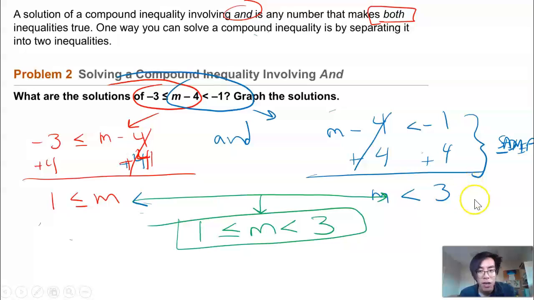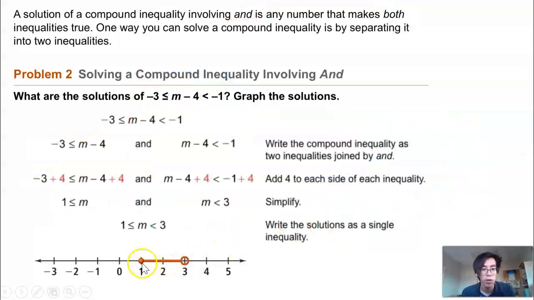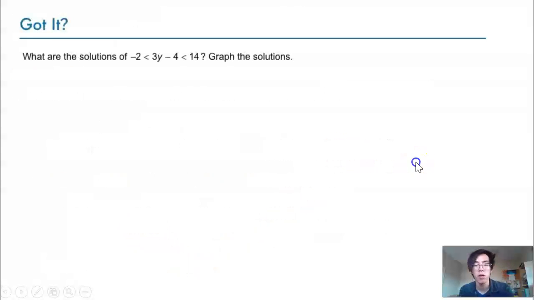So this is what you should get, and then when you graph it, this is going to be a closed dot because it could be equal to 1, but it cannot equal 3. It must always be less than 3, that value of m. So how do I solve? Try that problem.